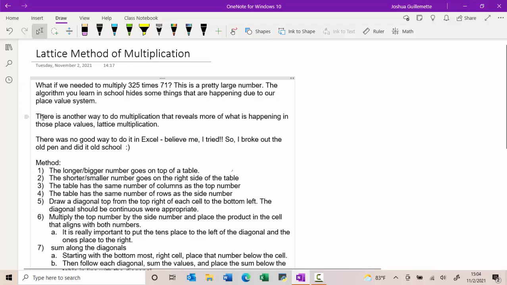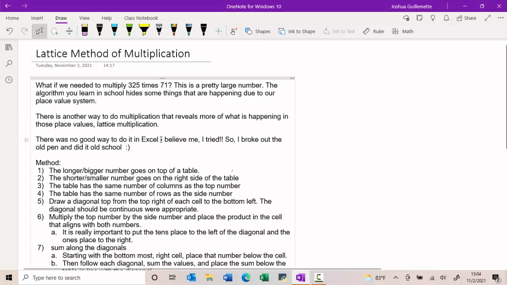So, there is another way to do multiplication that reveals more of what is happening in those place values. And that is lattice multiplication. In this video, what I want to do is show you the method of lattice multiplication, okay?